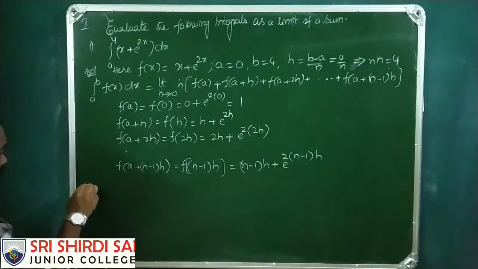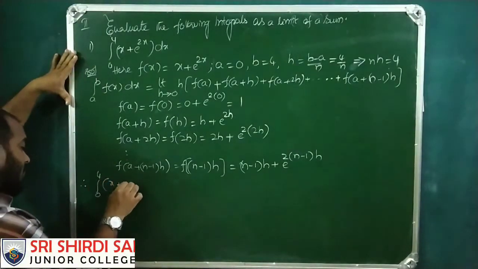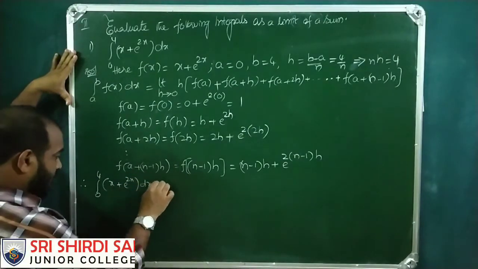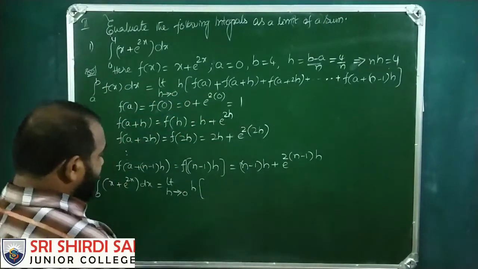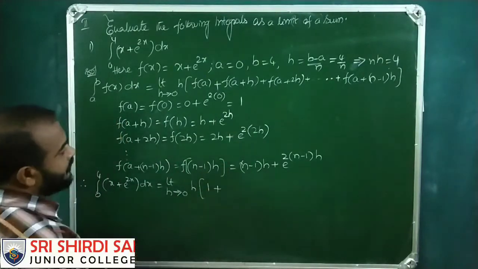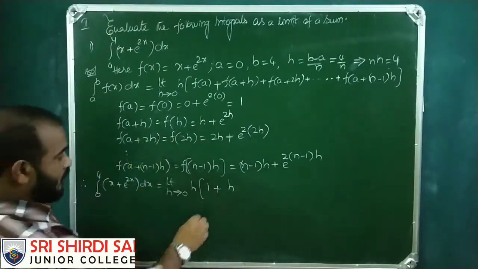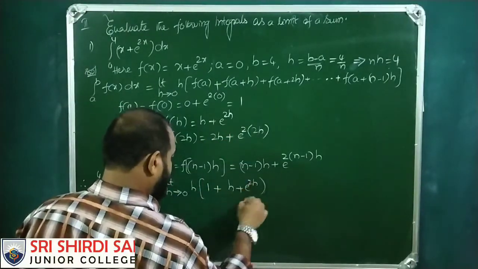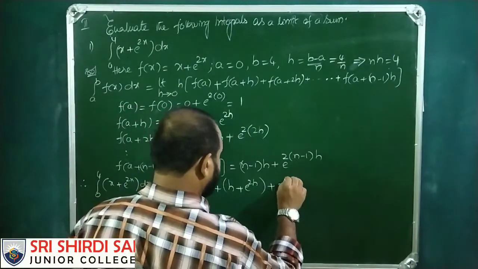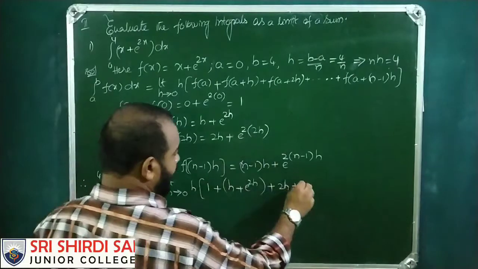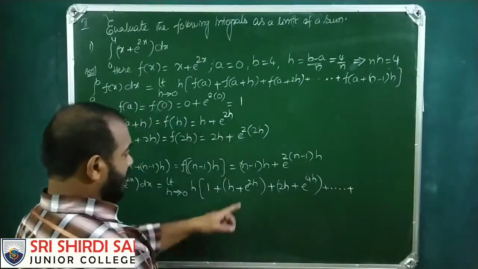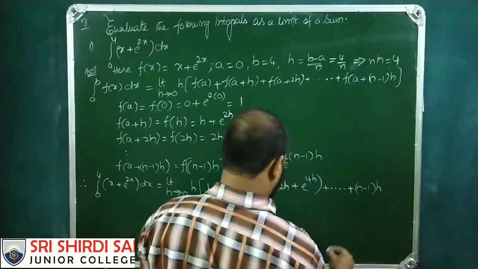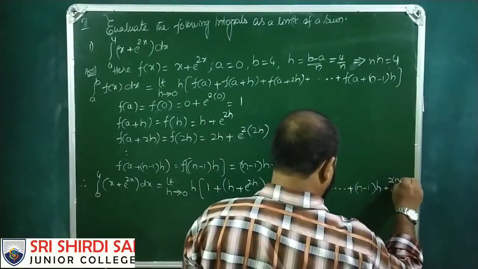The integral from 0 to 4 of (x + e^(2x)) dx equals the limit as h tends to 0 of h times [f(a), which is 1, plus f(h), which is h + e^(2h), plus 2h + e^(2·2h) = 2h + e^(4h), and so on, up to (n-1)h + e^(2(n-1)h)].